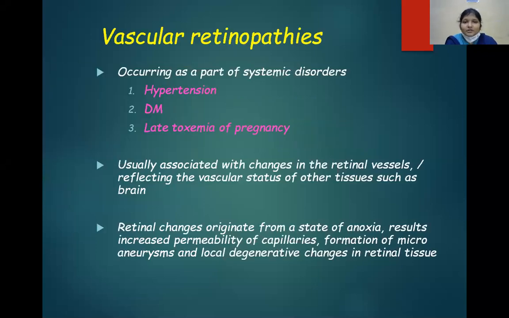What are vascular retinopathies? These are a group of disorders occurring as a part of systemic diseases like hypertension, diabetes, and toxemia of pregnancy. Usually, it is associated with changes in the retinal vessels reflecting vascular status of other tissues such as brain and kidney. The retinal changes originate from a state of anoxia, which results in increased permeability of the capillaries and formation of microaneurysms and local degenerative changes in the retinal tissues.